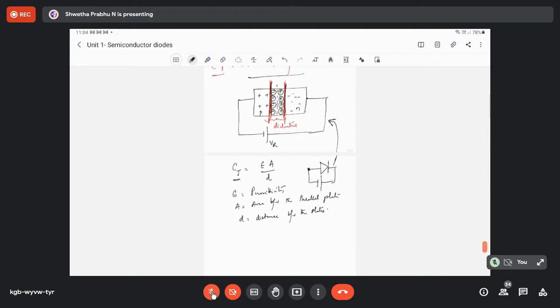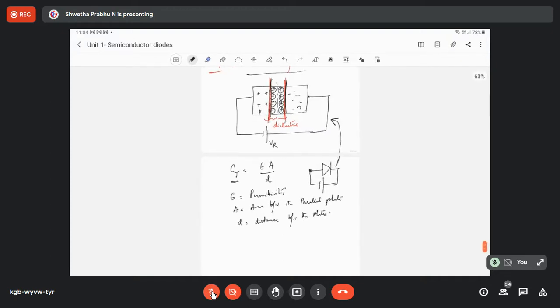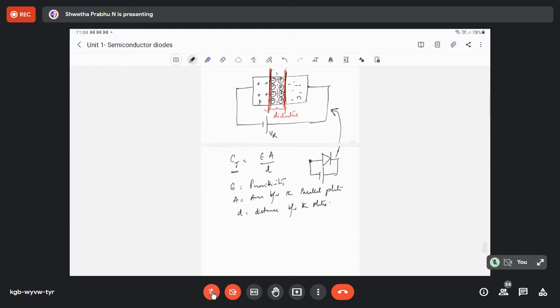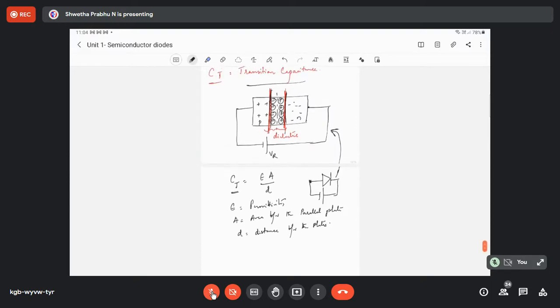So I can write the equation as epsilon A divided by D, and epsilon, A, D, all those things you know. Therefore, when a diode is reverse biased, the depletion region around the junction behaves like a dielectric, as this is free of charge carriers. The width of the depletion region increases with the increase in the reverse bias voltage. Did you understand how the transition capacitance is formed?